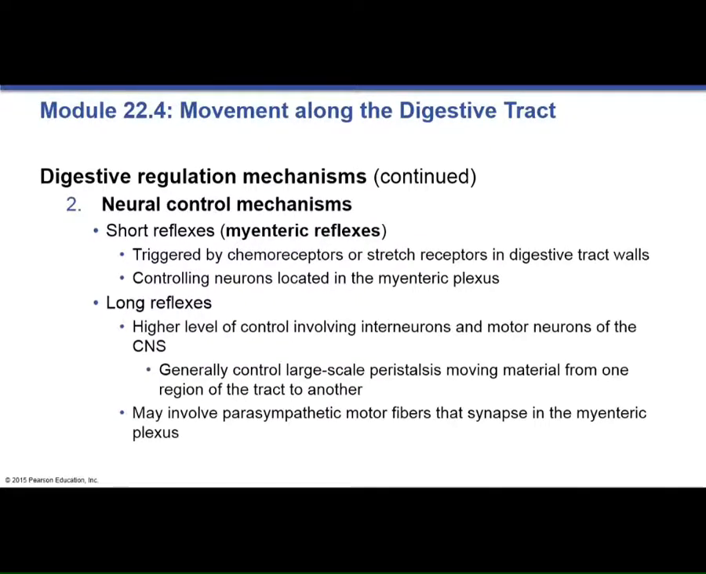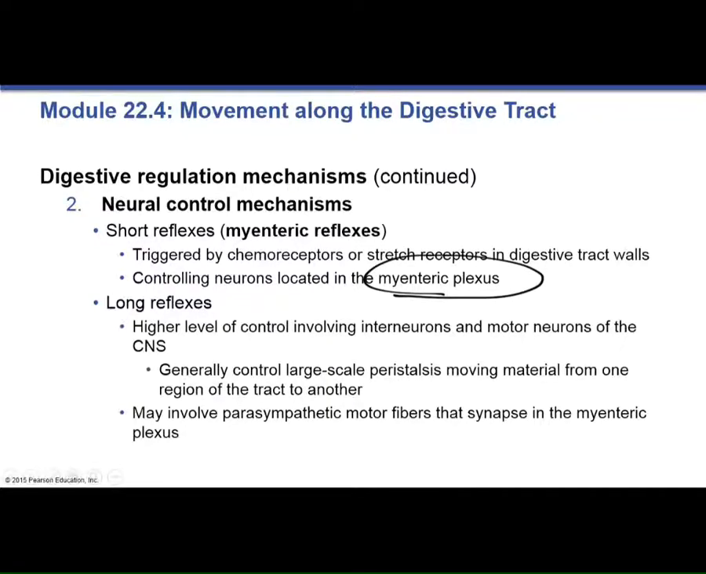Now, in addition to that, there are neural control mechanisms. And here we get into those reflexes and those plexuses. There's a myenteric reflex. This is considered a short reflex. And the myenteric reflex is triggered by chemoreceptors or stretch receptors along the way. So along the digestive wall, if there's a stretching going on, that stretching will activate some neurons in this myenteric plexus, and that will then cause a reflex, a contraction of the muscle.